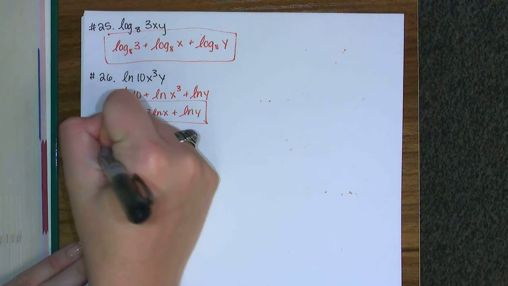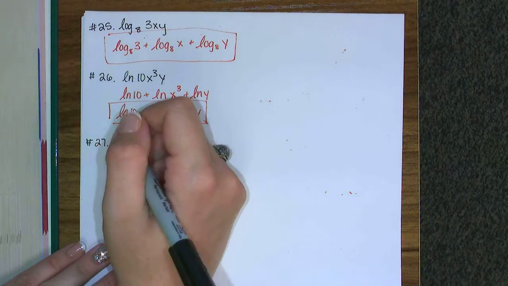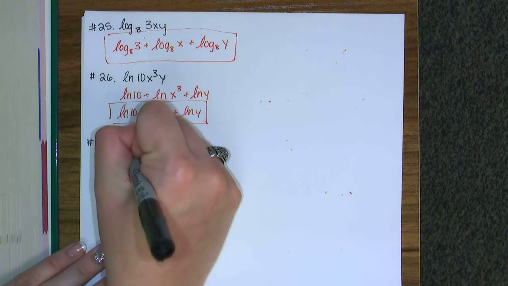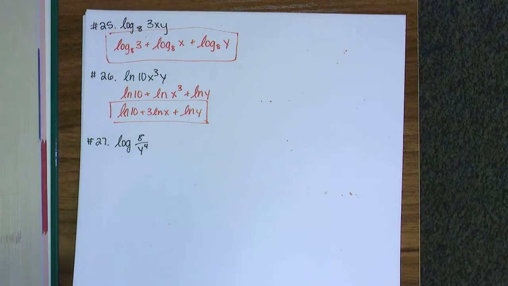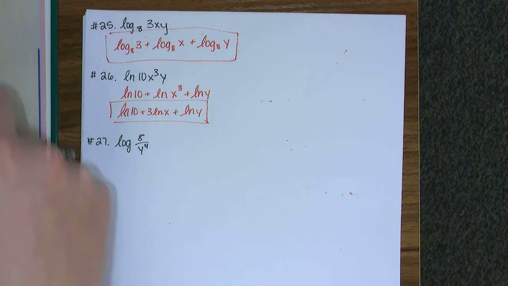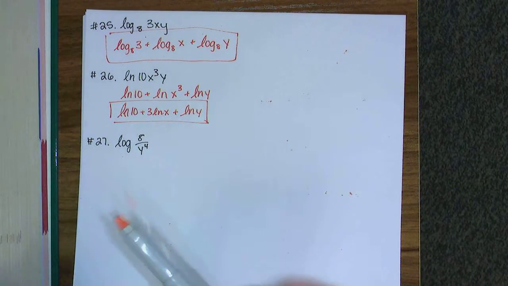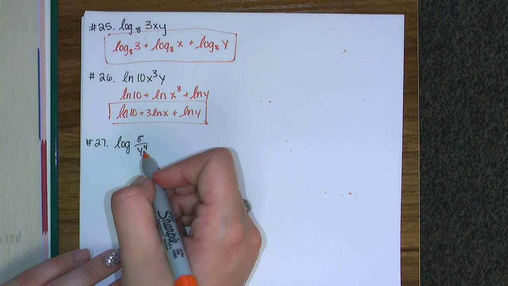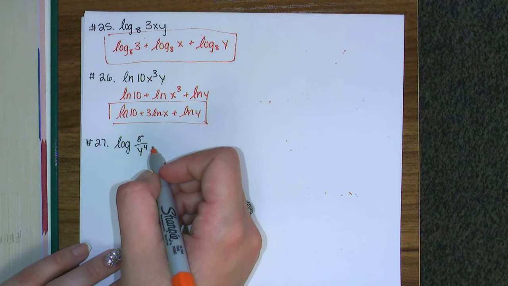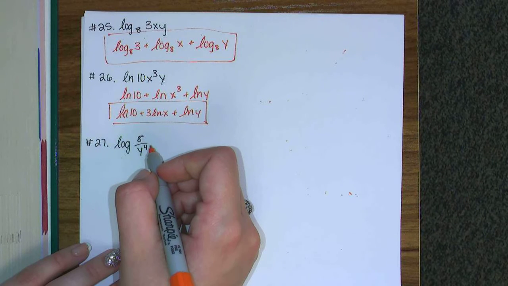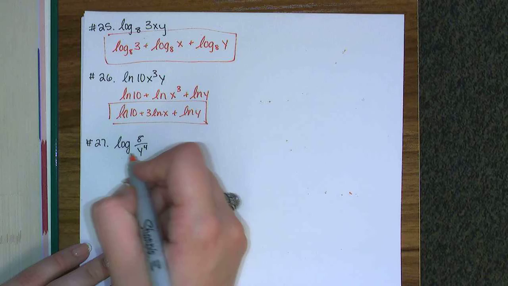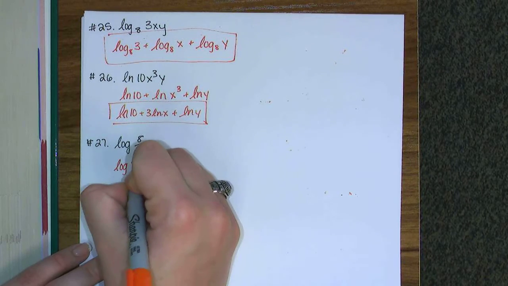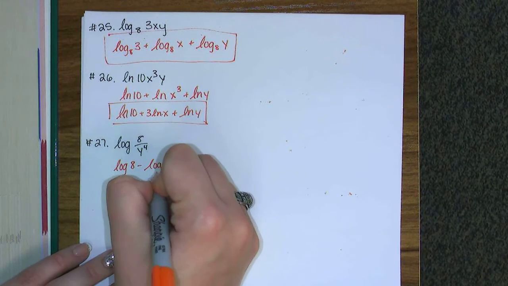27. Log of 8 over y to the 4th. So here I have two things I'm dealing with. I'm dealing with log of a quotient is equal to the difference of logs, and I'm dealing with the power rule. So I'm going to deal with the difference part first. So I have the log of a quotient, so it's the top minus the bottom. So log of 8 minus log of y to the 4th.